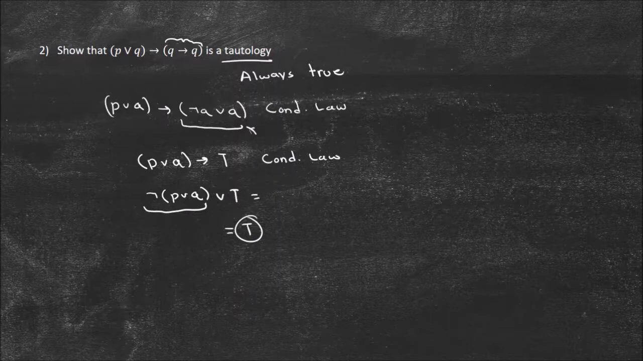So I can say that that just equals true by domination law. If I have or a tautology, I'm always going to be true. And logically, you can kind of think about that and it'll make sense. So we proved that's a tautology, so we're good to go there.